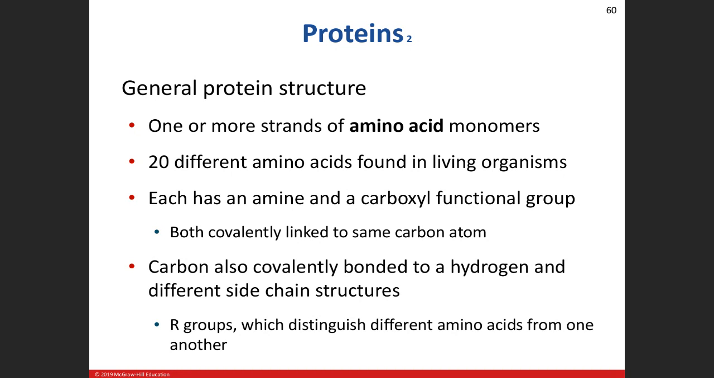Proteins are not just created and instantly become a protein. We have to build them up. There are building blocks to proteins, and the names of those building blocks are called amino acids. Your body strings these amino acids along, and as it strings them along, it'll eventually create a protein. We'll talk about that in a second. We have 20 different types of amino acids that are found in living organisms. And these amino acids have to have two functional groups. The first one is amine.